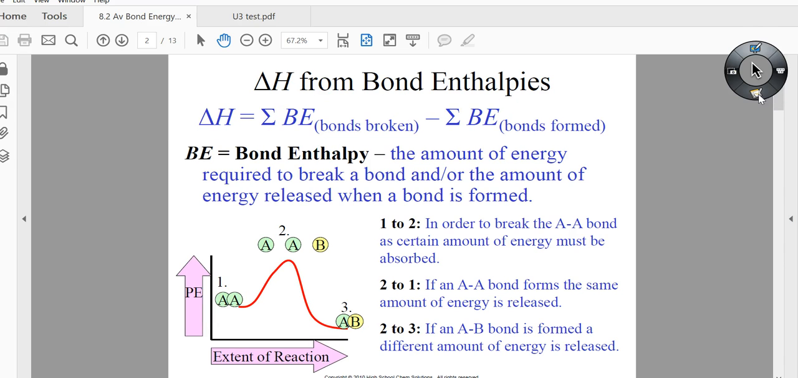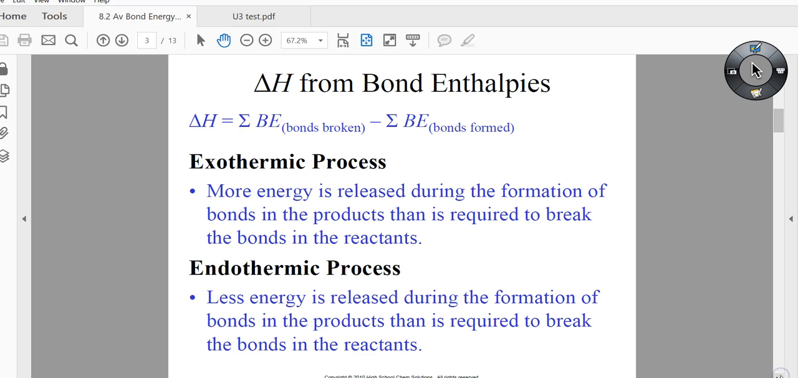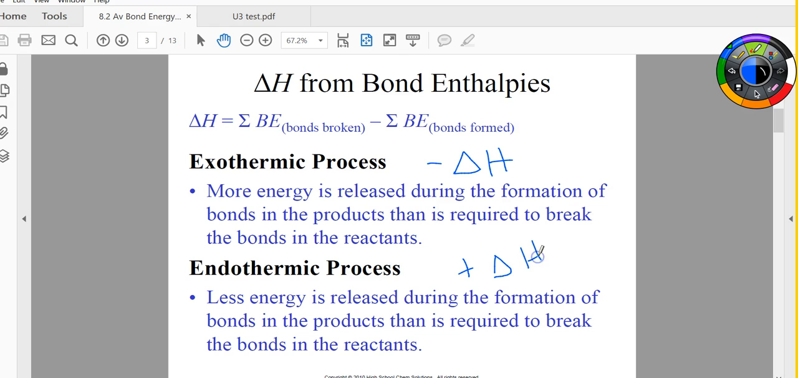But I like to do that because I know a lot of y'all are heading that way, right? Let me kind of scroll down. All right, so exothermic, again, we have a negative delta H. And for endothermic, we have a positive delta H. So we will always take energy to break bonds, but if there is more energy released when bonds are broken, it's exothermic.